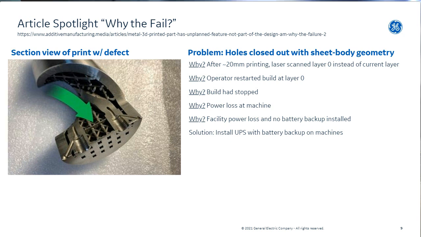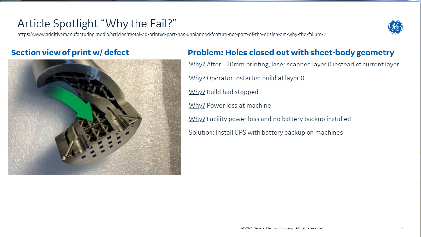Well, the operator had restarted the build at layer 0. Why did that happen? The build had stopped, so they had to restart the machine, and it didn't change the current layer height. And why did the build stop? There was a power loss.